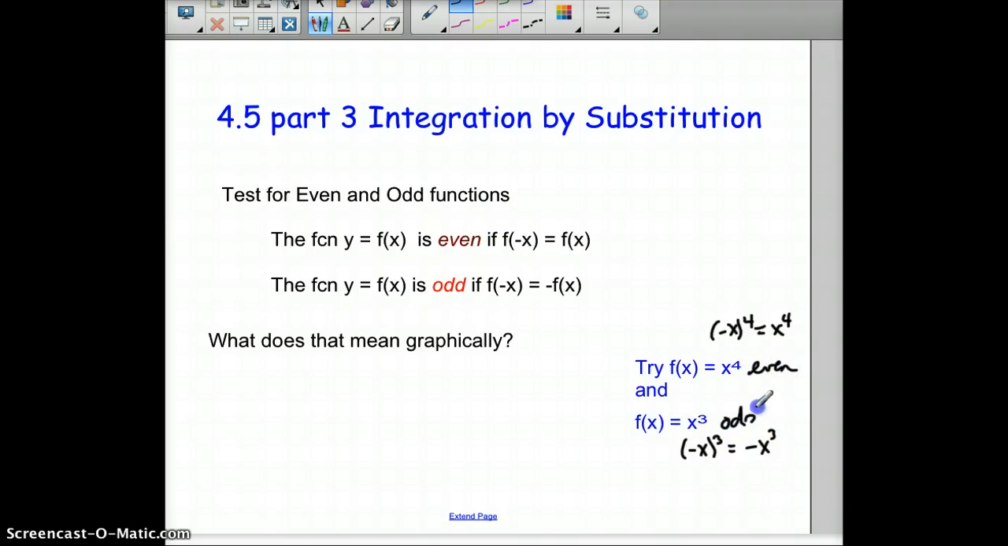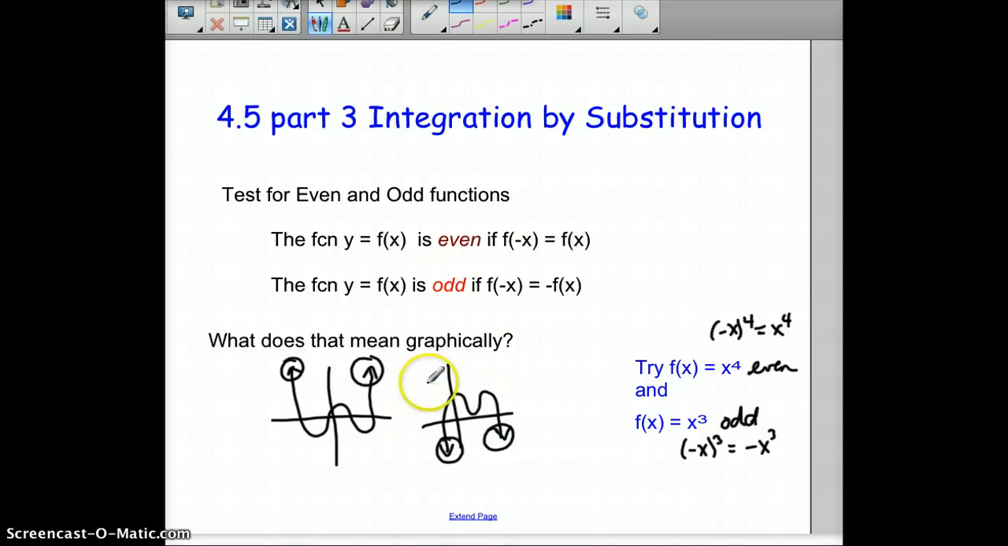What does that look like graphically? Well, even functions will end up in the same direction. So whatever's going on in between, they'll both end up and up, or both sides pointing down. Those are even functions. An odd function will end up going in two separate directions. So if one end behavior is going down, then the right-hand end behavior is going up. Or vice versa. If it starts up, then it will end up pointing down. So those are odd functions.